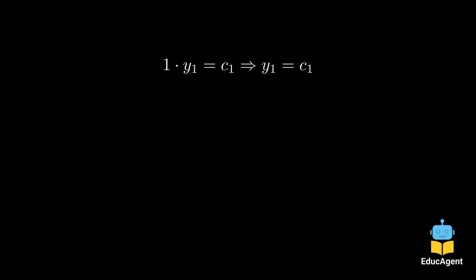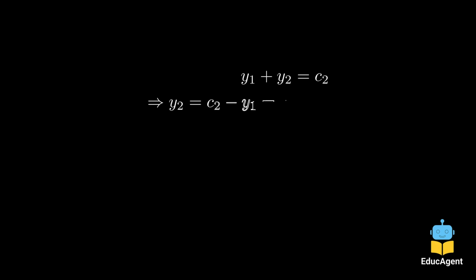Look at the first row. It reads y1 equals c1, so immediately y1 equals c1. The second row gives y1 plus y2 equals c2. Substitute y1 equals c1, which yields y2 equals c2 minus c1.